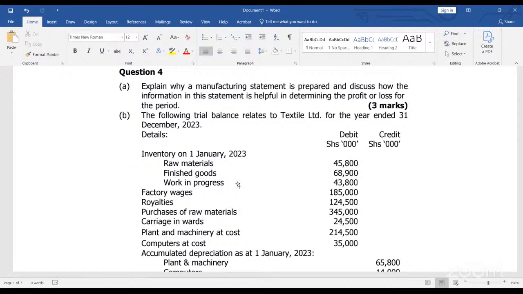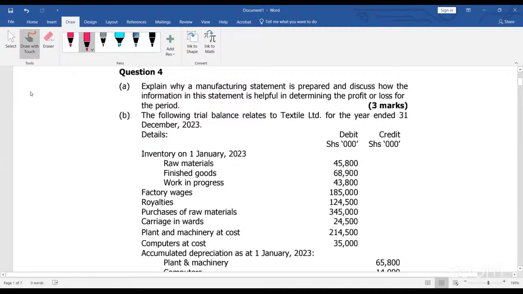So we have already talked about the manufacturing account, and I told you that this account is very, very essential in the manufacturing business because it gives us the breakdown of the costs that have been incurred in producing the goods during a specific period of time. That information is very crucial for inventory valuation and the profitability assessment. So explain why the manufacturing statement is prepared and discuss how the information in this statement is helpful in determining the profit or loss.